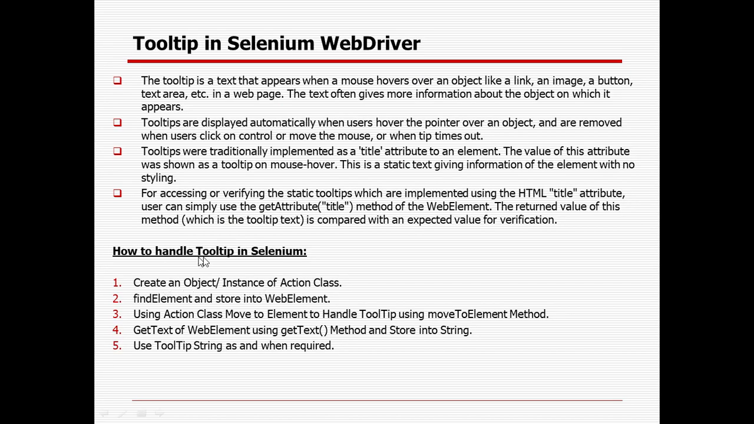First, how to handle tooltips in Selenium in case we are able to find the element for the text present in the tooltips. We need to create an object or instance of the Actions class. We need to find the element and store the element. Then using the Actions class we need to use the moveToElement method. Then we need to get the text, store it as a string variable, and then I can use that particular string as and when required.